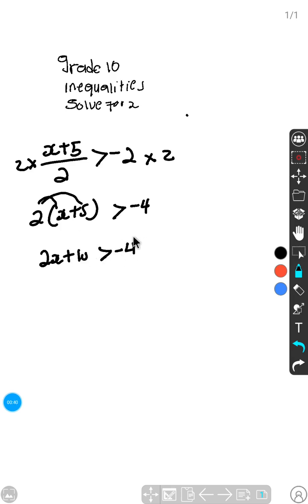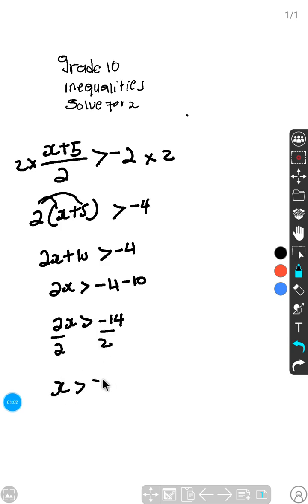Okay, then we take the 10 to the other side. Then we change the sign. It becomes negative, right? Minus 4 minus 10 is minus 14. We divide both sides by 2. X is greater than minus 7.